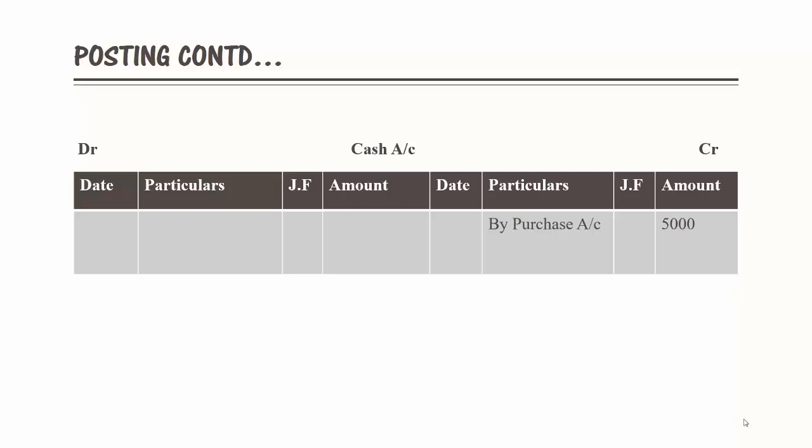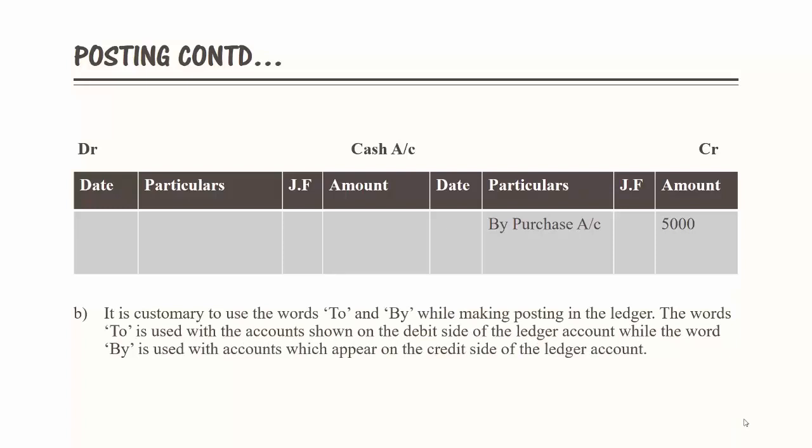Let's have a look at another rule for the posting. It is customary or mandatory to use the words "to" and "by" while making posting in the ledger. The word "to" is used with the account shown on the debit side of the ledger account, while the word "by" is used with the account which appears on the credit side of the ledger account. If you consider the previous example, where under purchase account the posting is done on the debit side column, the word "to" was used. Similarly, under cash account, the posting is done on the credit side column, so the word "by" is used. So what you have to keep in mind is that when any transaction is posted under the debit side column of the ledger account, the word "to" will be used, and when any transaction is posted under the credit side of the ledger account, the word "by" will be used.